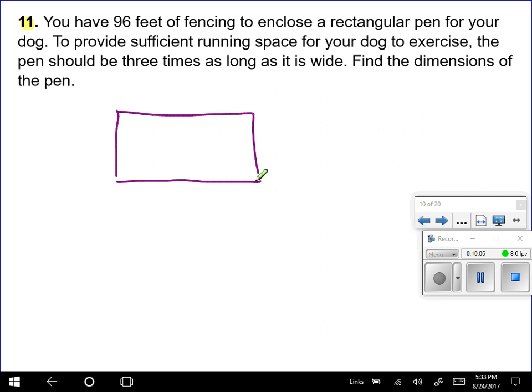It says that the length of my pen should be 3 times as long as it is wide. So the length is going to be 3 times however much my width is. So we're going to call the width x since we don't know it, and my length 3x. So all the way around would look something like this. Now I can set up an equation. So that means I have 3x plus 3x plus x plus x would give me, well, I only have 96 feet.